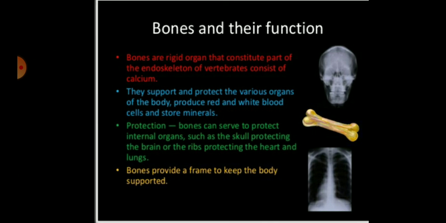So, children, we know about bones and their functions. First, bones provide the framework to keep the body supported and also protect the body. Protection means bones serve to protect the internal organs, such as the skull protecting the brain, or the ribs protecting the heart and the lungs. They also support various organs of the body which produce red and white blood cells and store minerals. Bones are mainly rigid organs that constitute part of the endoskeleton of vertebrates and consist of calcium.